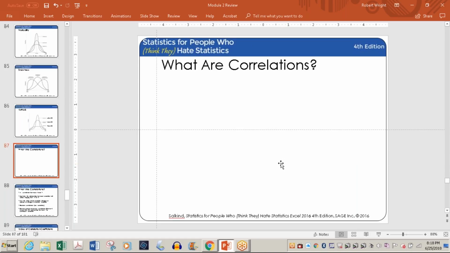Okay, moving right along, correlations. What are correlations? Anybody? Want to make a stab at it? Aren't they connections between things? Yeah, they're connections between things. Remember when we said between things?